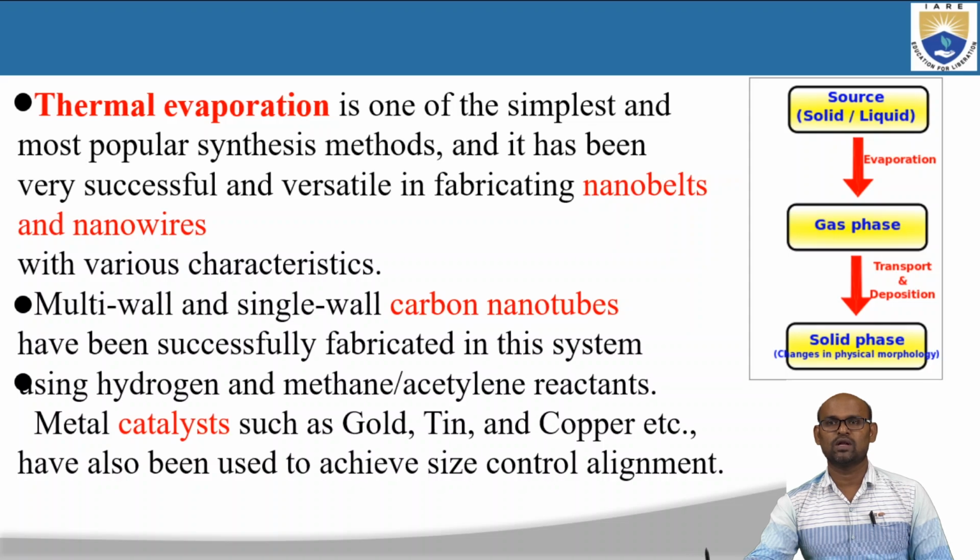Thermal evaporation is one of the simplest and most popular synthesis methods, and it has been used very successfully and is versatile in fabricating nano belts and nano wires with various characteristics. Multi-wall and single-wall carbon nanotubes have been successfully fabricated in this system using hydrogen and methane reactants. Metal catalysts such as gold, tin, copper have also been used to achieve size control and alignment.